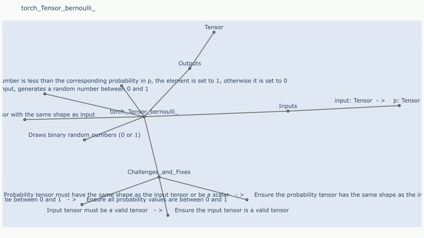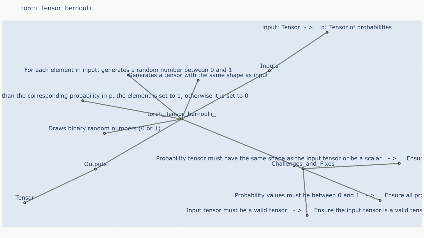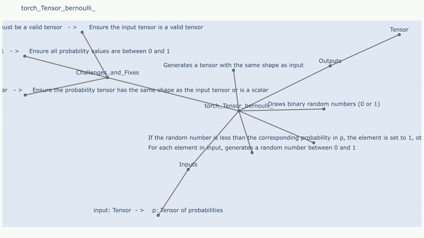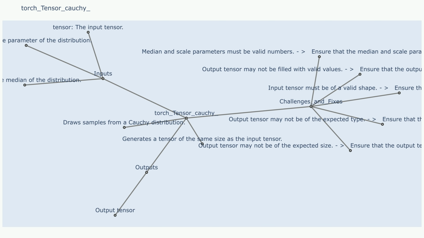Challenge 2: the p tensor must contain probabilities in the range 0 to 1. Sample use case that resulted in challenge 2: passing a p tensor with values outside the range 0 to 1. Fixes to challenge 2: ensure that the p tensor contains values within the range 0 to 1.